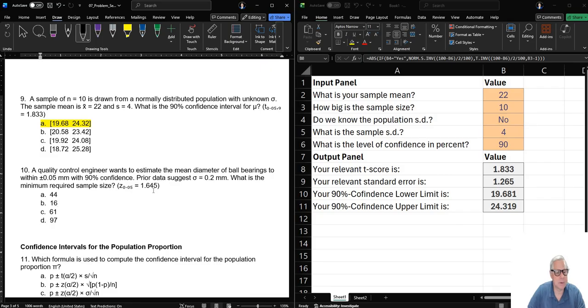That's already very long. So a quality control engineer wants to estimate the mean diameter of ball bearings to within plus minus 0.05 millimeter with 90% confidence. Prior data suggests that the population standard deviation is 0.2. What is the minimum required sample size? Okay, so this is a similar problem to the one we did earlier. So we want to know the 90% confidence interval.